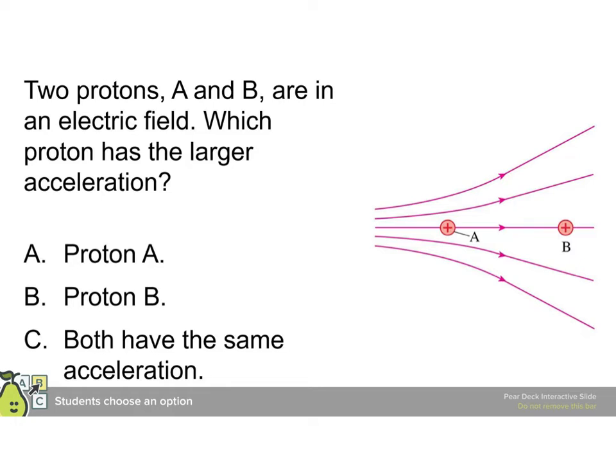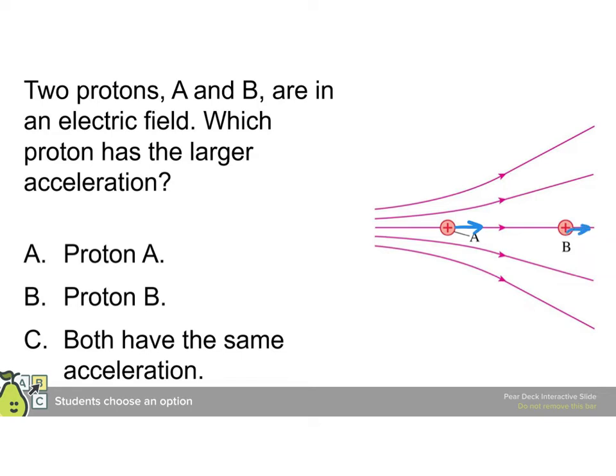So take a look at this one. 2 protons, A and B, are in an electric field, as given. Which proton has the larger acceleration? Note here that the positive and negatives generating this field are not drawn. That's very traditional. They're just outside the window. They're way off somewhere. It doesn't really matter. They produce a field which looks like this. All right, they're both protons, which means they both have the same positive charge. Positive charge means that they'll accelerate along the field line. So they both get forces that look something like A is accelerated that way and B is accelerated that way.